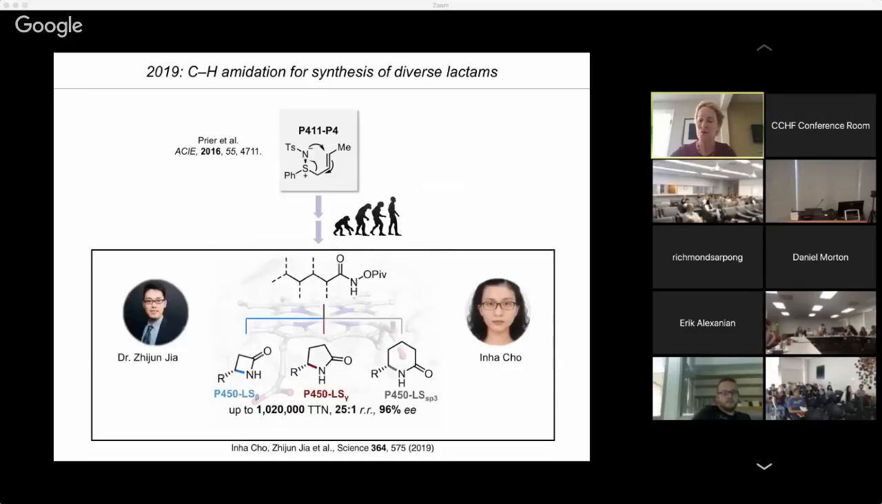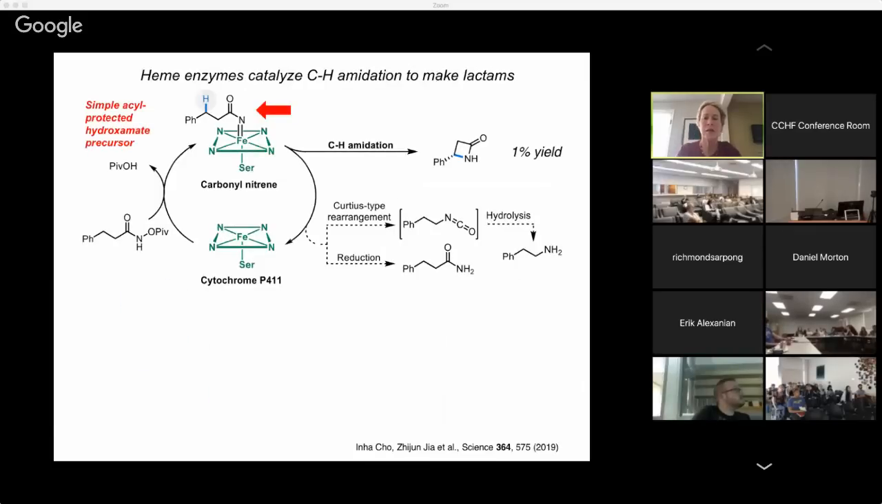So here, they therefore tried acyl-protected hydroxamates, which would yield carbonyl nitrenes that upon intramolecular CH amidation would make these lactams. And this chemistry is unprecedented in the catalytic literature. There's nothing like it, and there's certainly nothing like it in the biochemical literature. This is not known. That doesn't mean that it doesn't exist in the biological world, but no one has reported anything like that. And one reason it may be elusive, and certainly the reason it's elusive to small molecule catalysts, is that the CH amidation is competing with a Curtius-type rearrangement, which is very facile, and hydrolysis takes you to the amine. And that's a problem with the chemical catalyst.